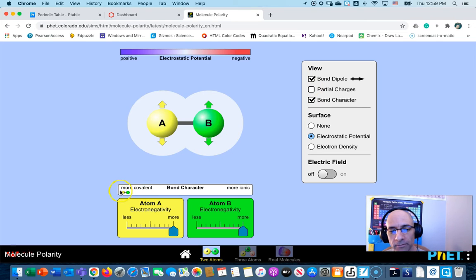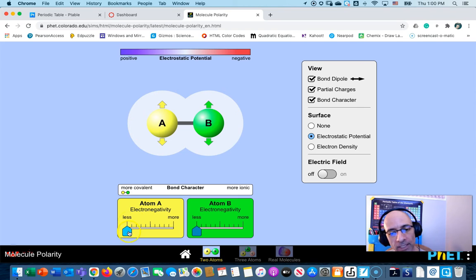Bond character is how the greater the difference in electronegativities, the more we're going to push it towards an ionic bond. Notice that it doesn't matter. I can have two atoms that have very high electronegativities, or two atoms that have very low electronegativities. As long as the difference is small, less than that 0.4, 0.5 cutoff, we have a nonpolar bond where electrons are shared evenly between all the atoms, and there's no positive or negative regions in the bond because of that.